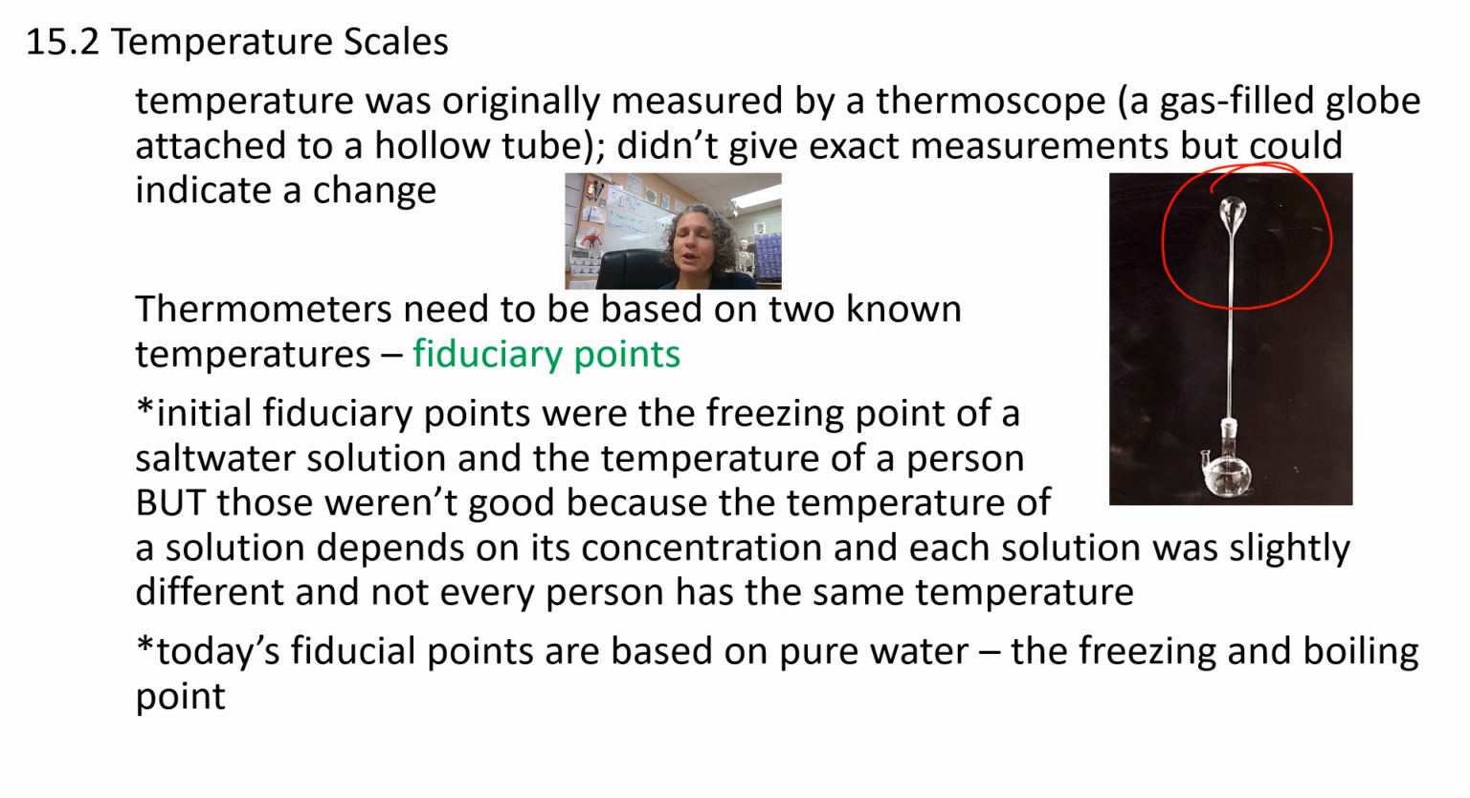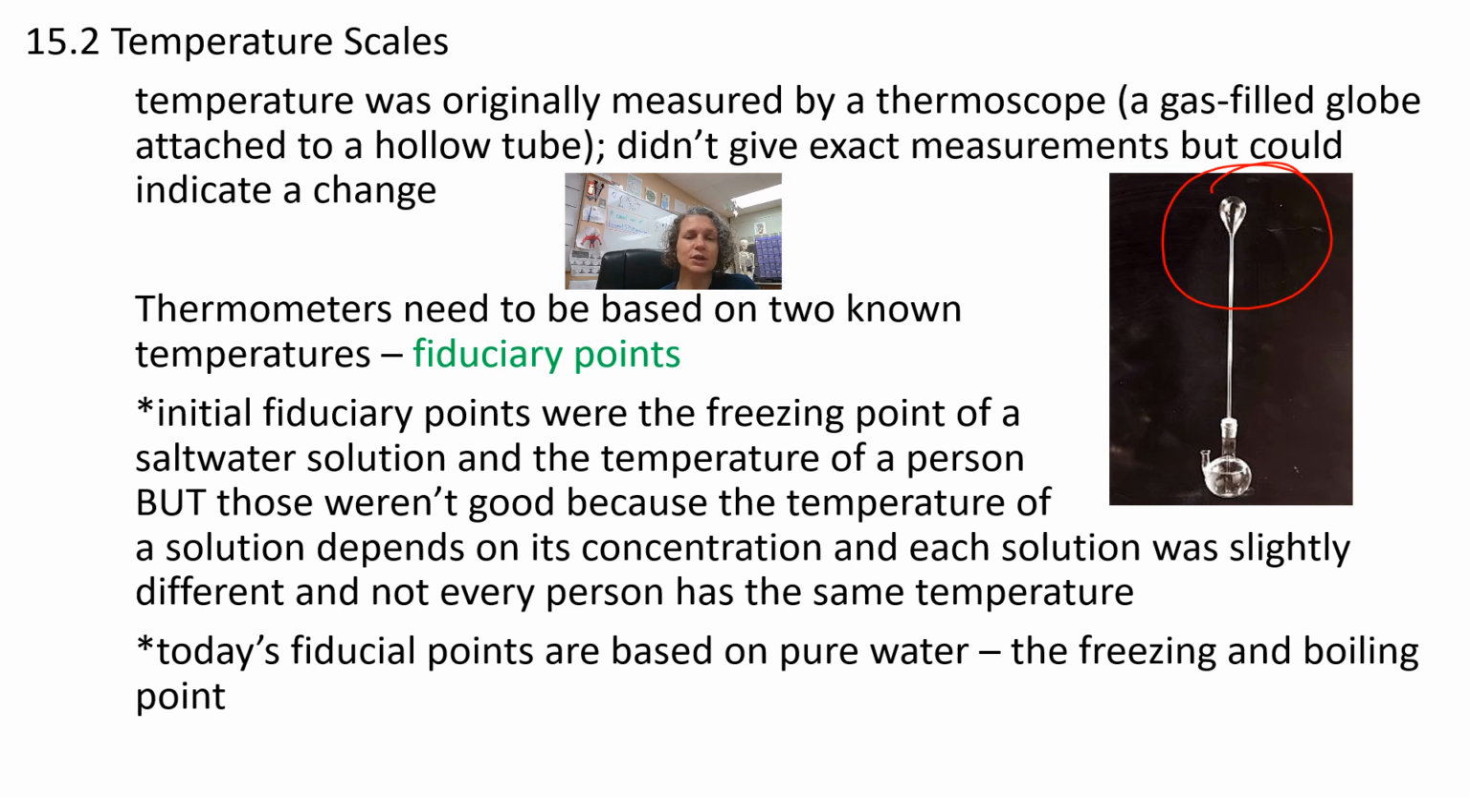Those ended up not being good because the temperature of any solution depends on its concentration. And so if it has a higher concentration of salt, that will influence the temperature. Because everybody might be dealing with slightly different solutions, that didn't work super well in terms of calibration. And then the other fiduciary point initially was the temperature of a person. But if you've ever taken your own temperature, you know that it's not necessarily going to be 98.6. We kind of say that's the good temperature for people, but some people have higher or lower just naturally. So again, not great.